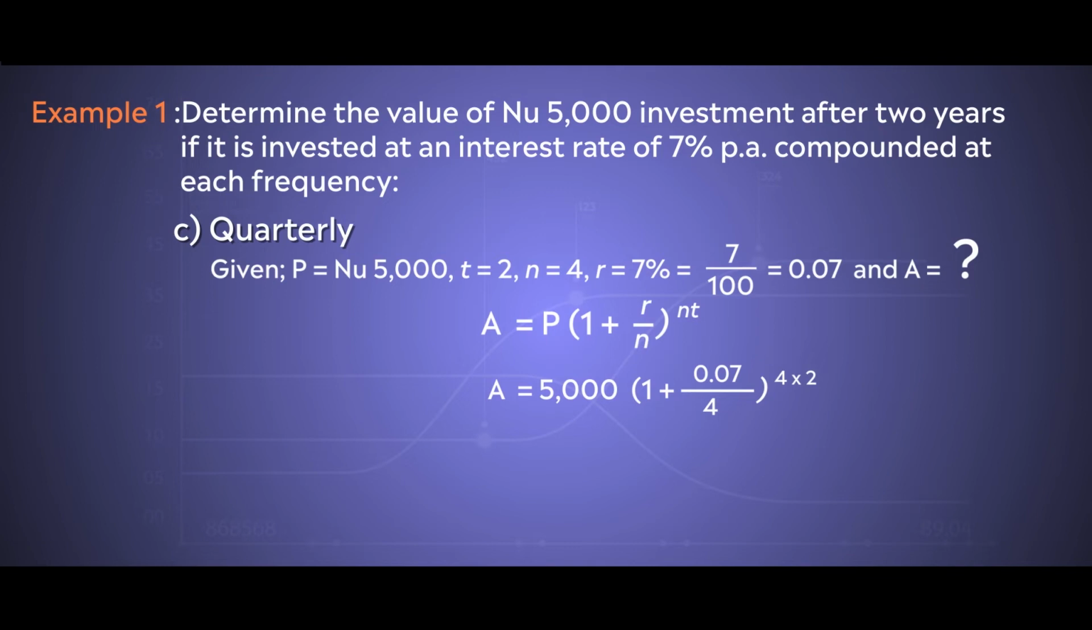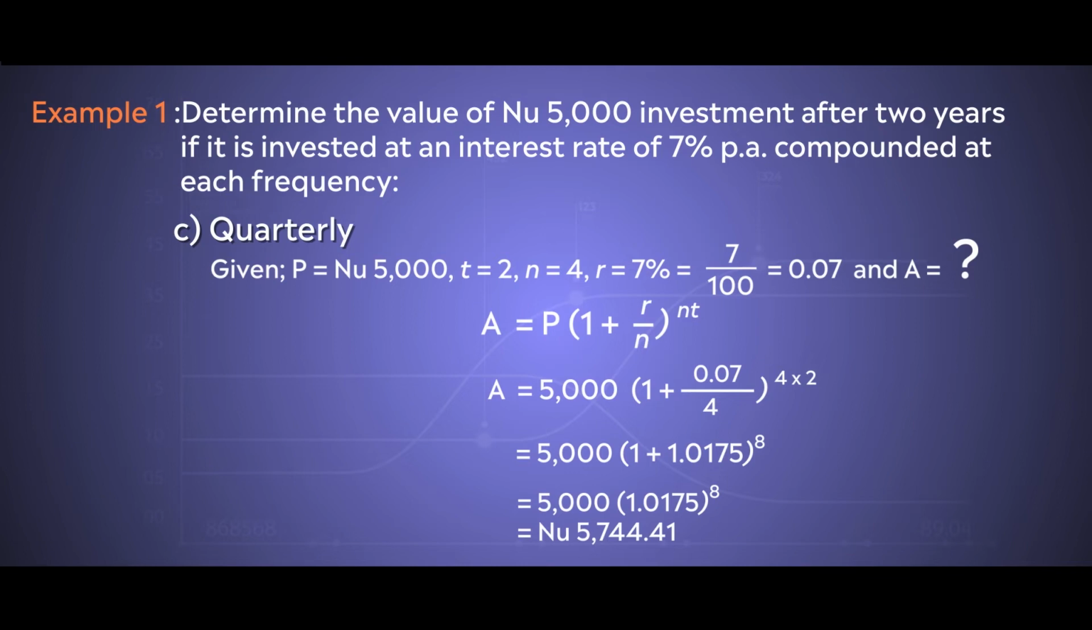You solve it. When you solve, it makes 5000 times 1 plus 0.0175. When you divide 0.07 by 4, it makes 0.0175. Raised to 4 times 2 is 8. 1 plus 0.0175 adds to 1.0175. Exponent, that is raised to 8. Times the 5000, we are going to get 5744.41.